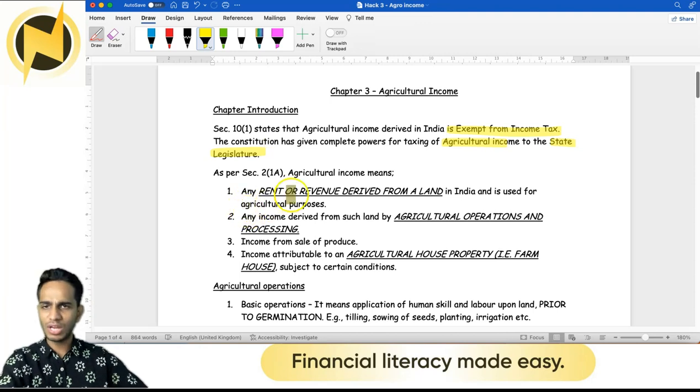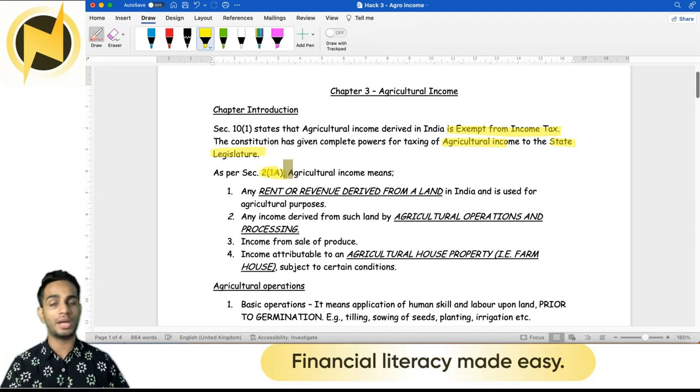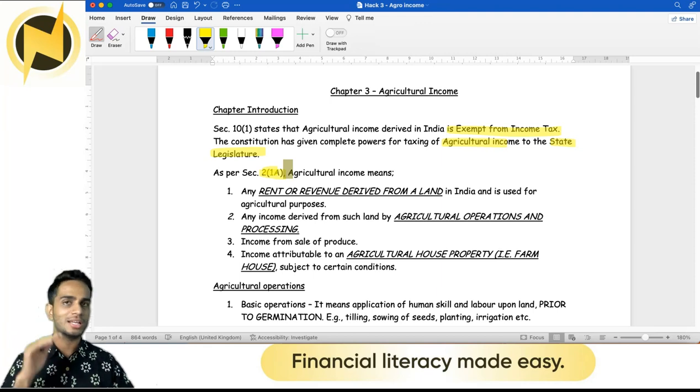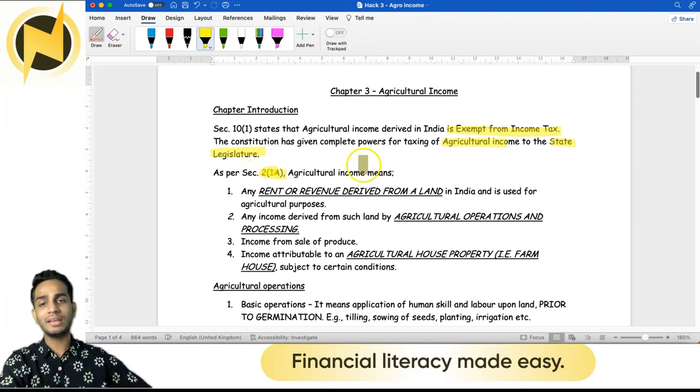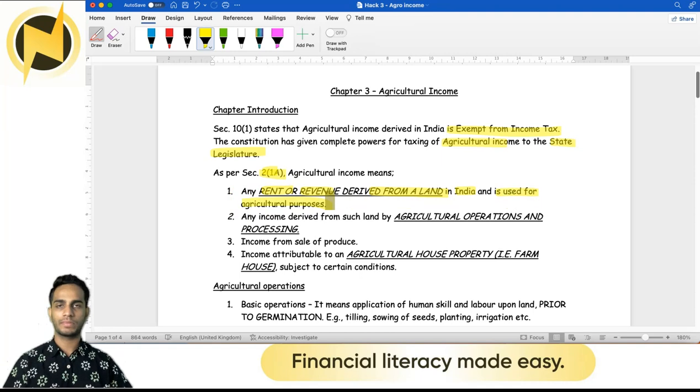Let's check. As per section 2(1A), do keep in mind, section 2 is where all the definitions are, just like how I said section 10 is where the complete set of exempted incomes are. Section 2 is where all the definitions of the Income Tax Act are. Agricultural income means, number 1, any rent or revenue derived from land in India, very important, and used for agricultural purposes.